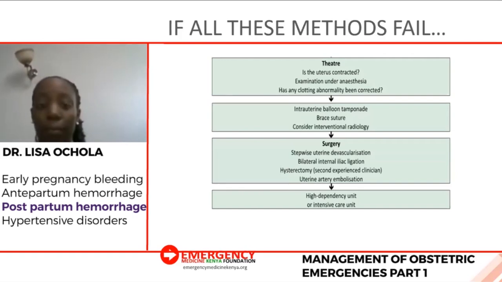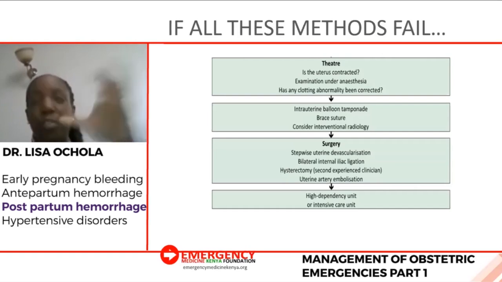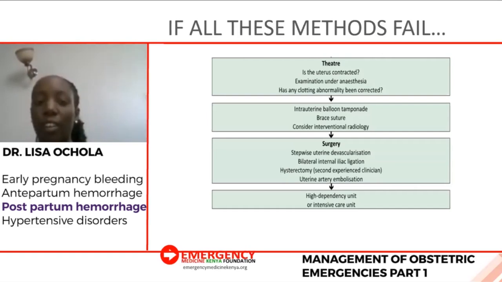So basically, it's a balloon tamponade that you insert within the uterus, and then you inflate a balloon that causes uterine compression and helps to stop the bleeding, either temporarily or it can be a permanent solution.